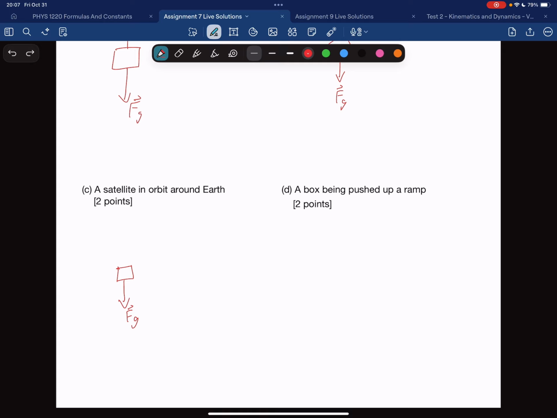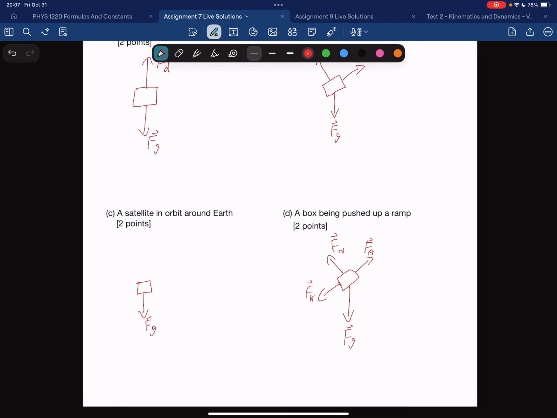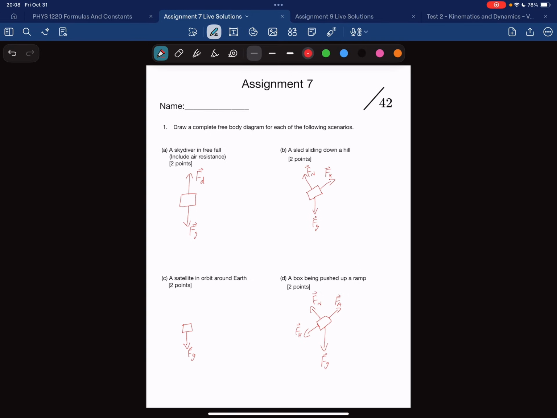Lastly, a box being pushed up a ramp. So again, I'm going to just draw this on an angle. Gravity's going straight down. Normal force is perpendicular to the ramp. It is being pushed up a ramp, so I have an applied force going up the ramp. And friction, this time it would be kinetic again, pushing down the ramp. So some quick free body diagrams. Question 1, assignment 7.